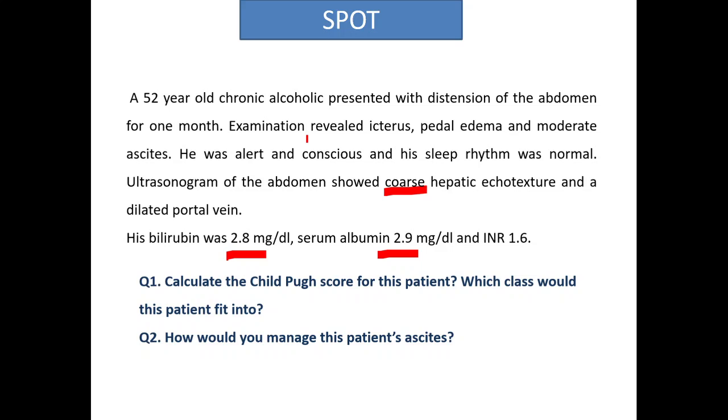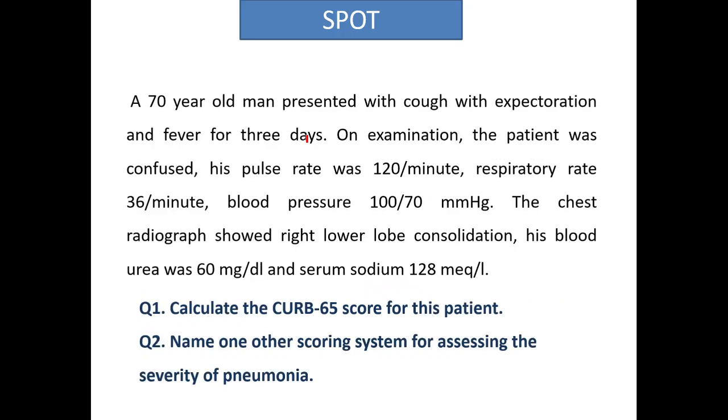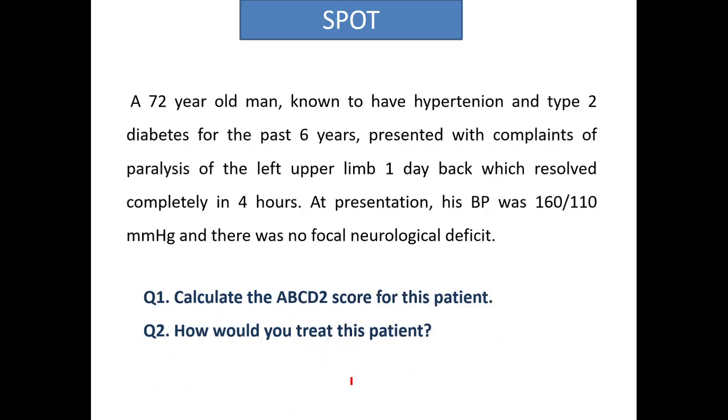So something related to Child-Pugh score might be there. And another calculation which can be asked is CURB-65. One other scoring system they ask for is severity of pneumonia. There are so many scores. You can answer one or two scoring systems which are being used. Another calculation related stuff is ABCD score. How will you treat this? Go through the history and try to make out the answer.